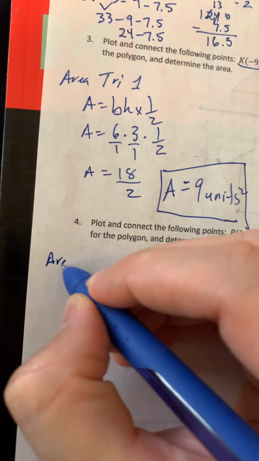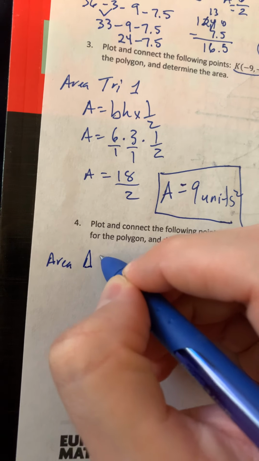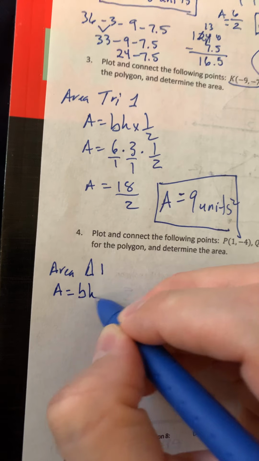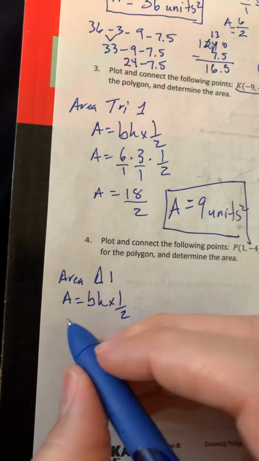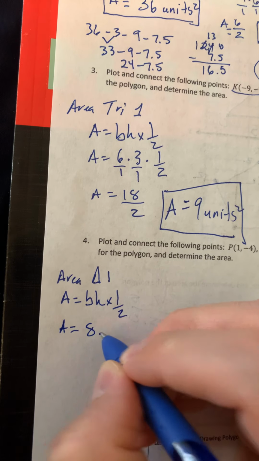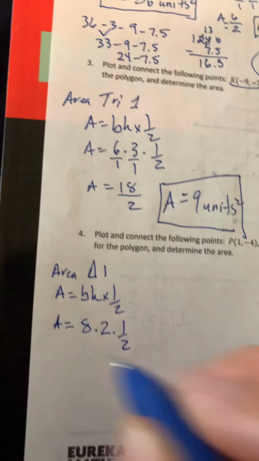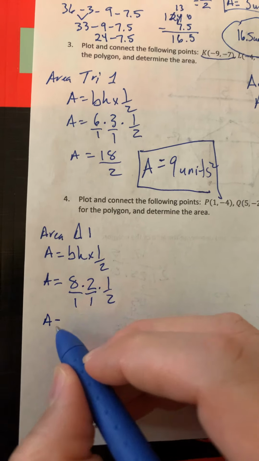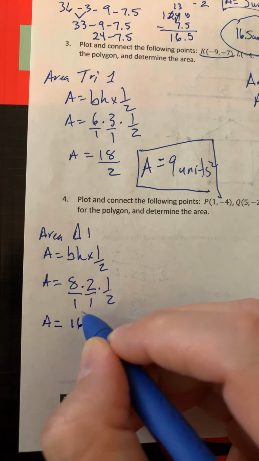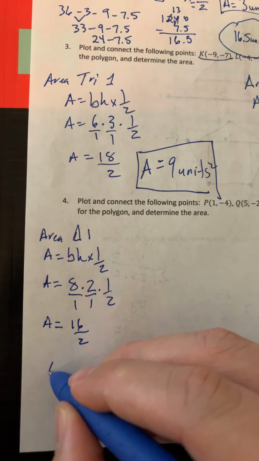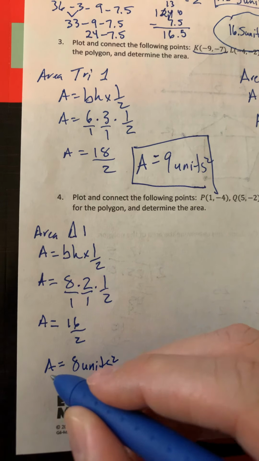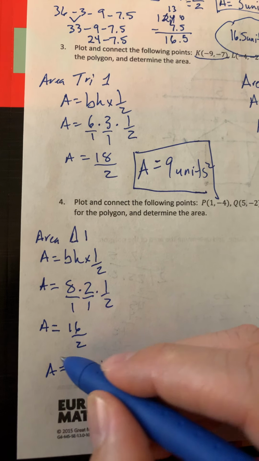So it's going to be base times height, 8 times 2 divided by 2. So area, I'm going to call it triangle 1. Area equals base times height times 1/2, which we said the base was 8 and the height was 2 times 1/2. Make these into fractions, which is 8 times 2 is 16 divided by 2. The area is 8 units squared. 16 divided by 2 is 8.